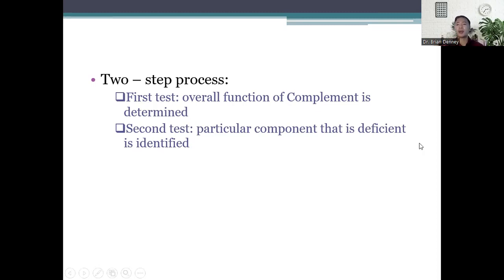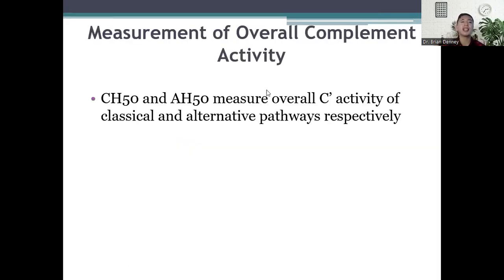Our first test is comprised of two tests. The tests are named CH50 and AH50. C stands for classical, A stands for alternative. So which of these tests for deficiencies in the classical pathway? CH50. How about in the alternative pathway? AH50.